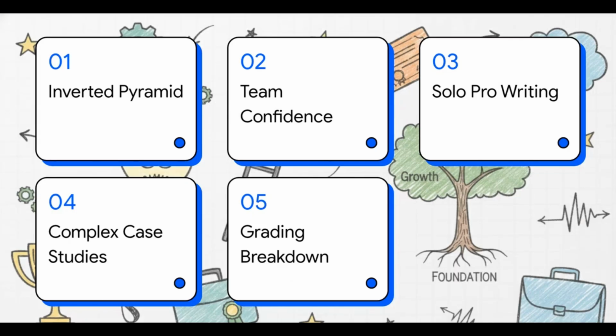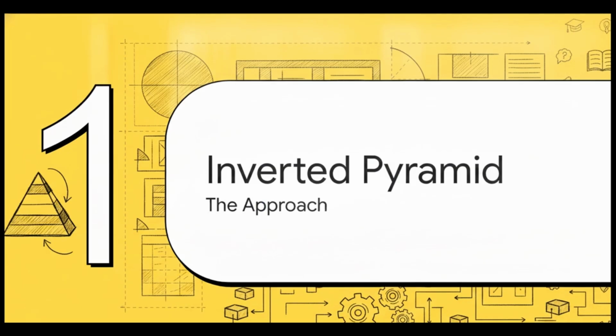Okay, here is our roadmap for the explainer. We'll kick things off with the inverted pyramid approach, then move into building confidence through teams, before exploring how to master solo professional writing. From there, we'll tackle complex case studies, and finally, wrap up with the final grading breakdown. All right, starting with Section 1, the inverted pyramid approach. This is the structural secret to how the course builds you up.